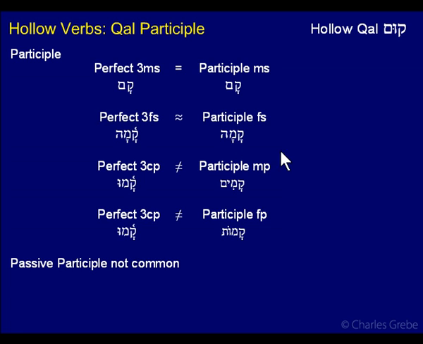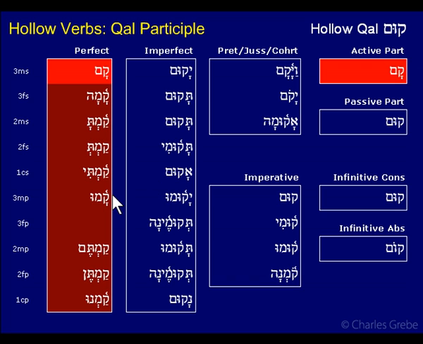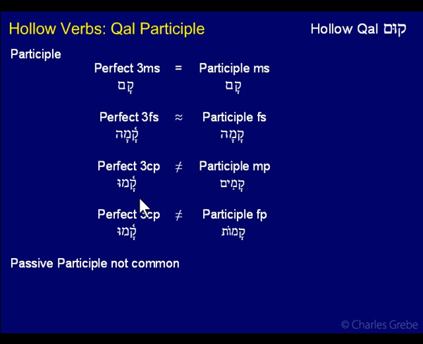Now these two, the plurals, are quite different. Because in the plural, perfect 3cp, here we have it, kamu, this is 3cp, and it operates for both masculine and feminine. Kamu is going to be very different than the endings on the participle, because endings on the participle are noun endings, so you have im or ot, right? And here you have kamu. So those are not the same. Kamu versus kamim and kamot. Those ones you can tell.